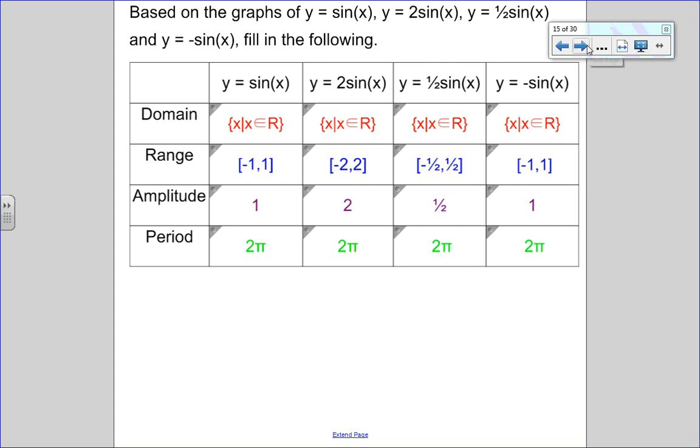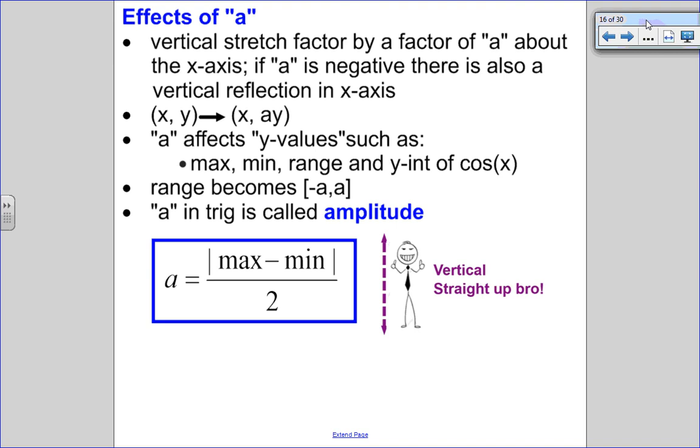So let's put this all together. The effects of a: it looks like a, just like every other function, is the vertical stretch factor. So it's stretching it about the x-axis. If a is negative, there's also a vertical reflection.